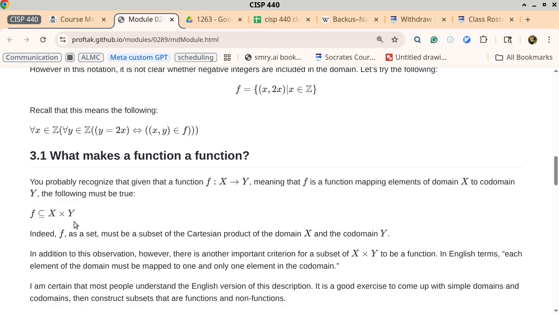It is a necessary condition. Yes. So this one here, where the mouse is pointing to, is a necessary condition for f to be a function mapping from the domain x to the codomain y. That is correct. All right. Well, since I mentioned the word necessary, it implies that there are other conditions that also need to be true in order for f as a set to be a function from the domain x to the codomain y.